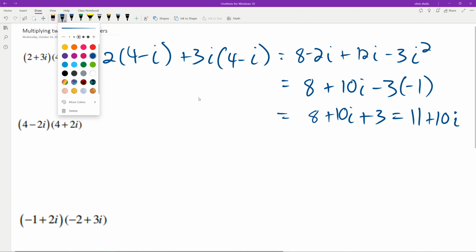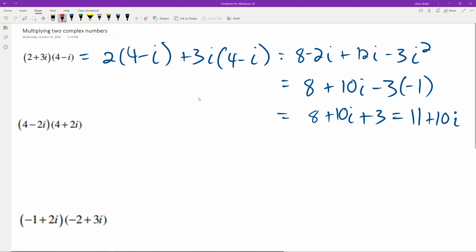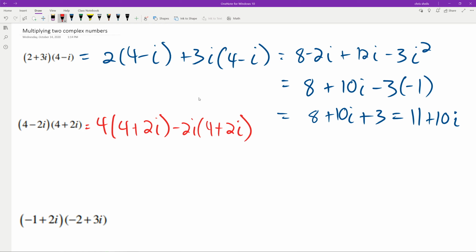For this next one, let me swap to red. 4 minus 2i times 4 plus 2i. So this is 4 times 4 plus 2i minus 2i times 4 plus 2i. And notice how these are the same thing, but the sign in the middle is different, right? The sign between these two things is different. That's the only difference between these two terms.